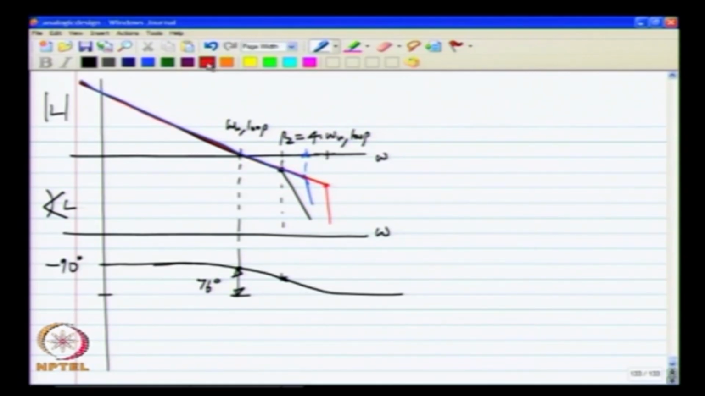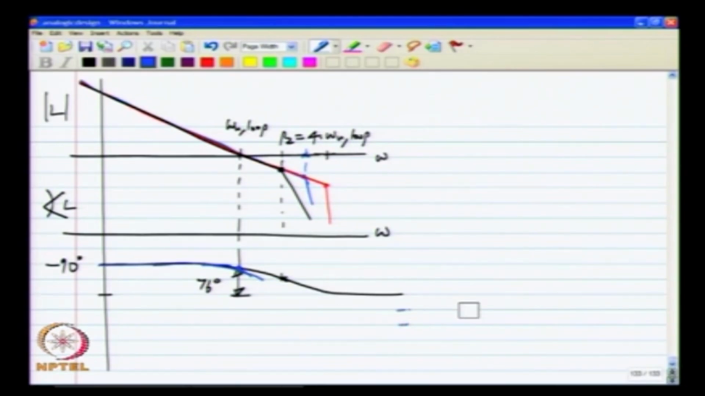Now, the next one, the third order system with two identical poles also starts like this, and then it has a similar phase margin, and finally, it goes to a larger phase lag, okay, goes to a larger phase lag of minus 270, but at this point it has the same phase margin. Okay.